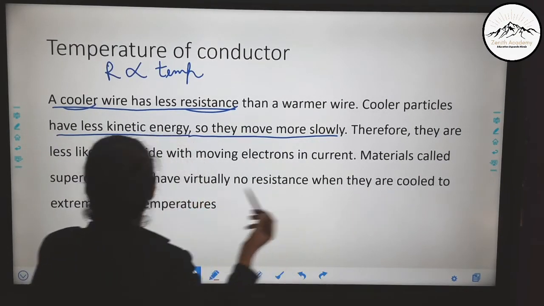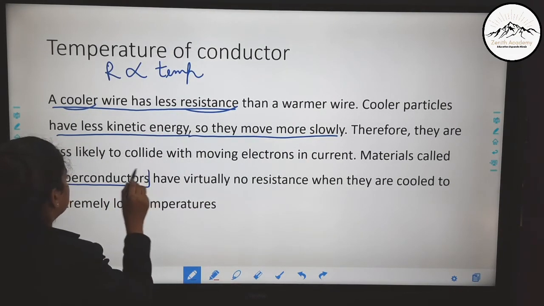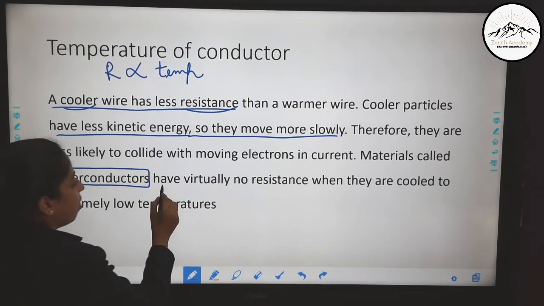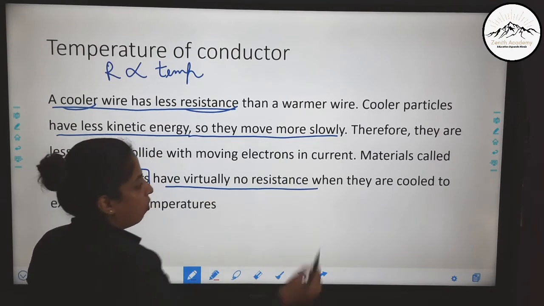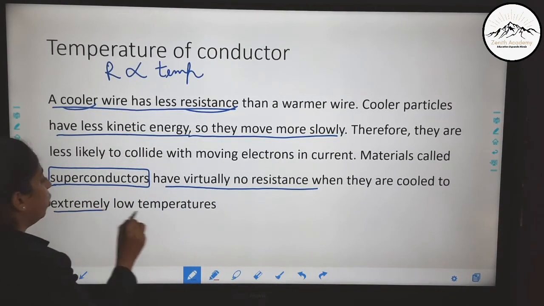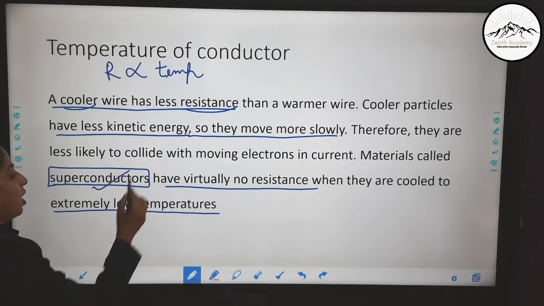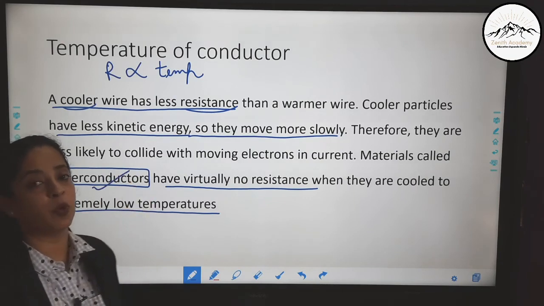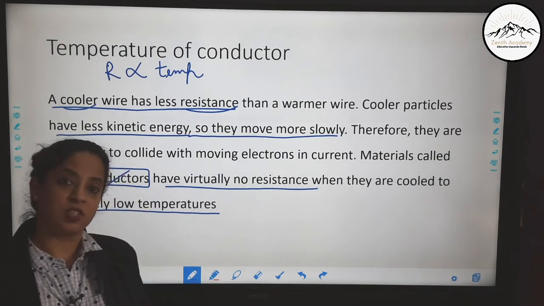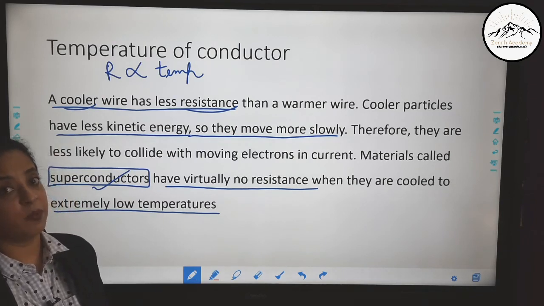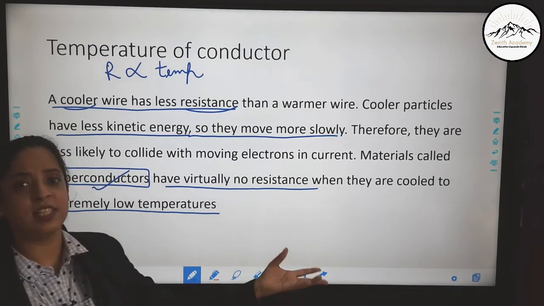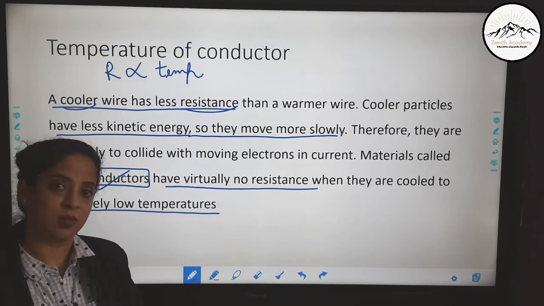And there are materials called superconductors. Now, this is very important. Superconductors have virtually no resistance when they are cooled to extremely low temperatures. So superconductors at extremely low temperatures provide almost zero resistance. That means the current can flow very easily through them without any loss.